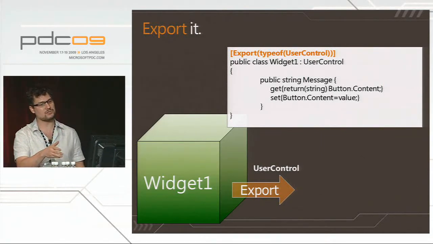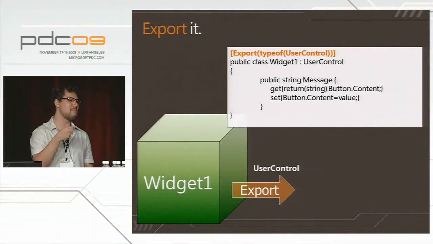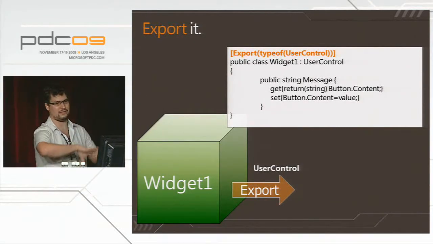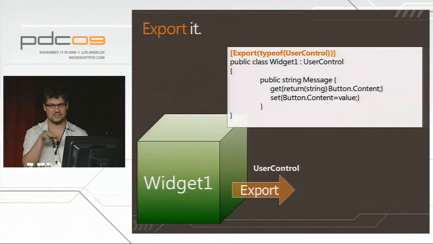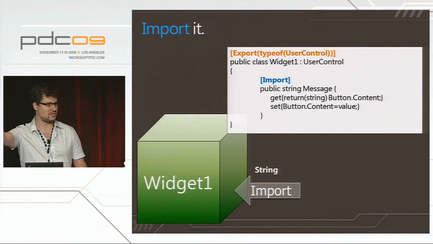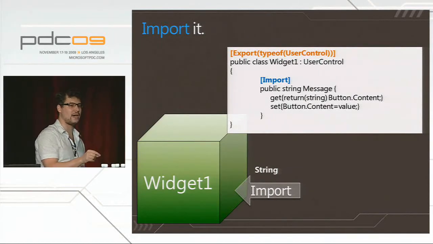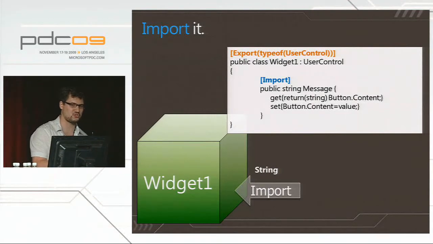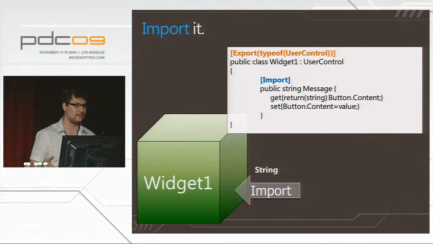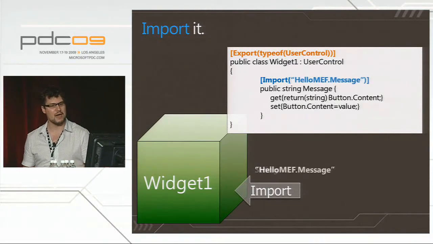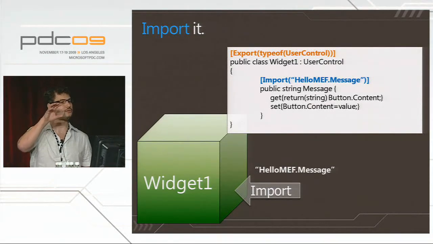Now this guy also has needs. He's got a message that he wants to pull in. So there's somebody else in the ether who is going to provide a message that this guy needs. So the way he declares that is he simply puts an import. Now if I just do this, by default we'll be looking for an import of string. But because string is such a common type, it's likely that there might be many strings that I want to be able to distinguish. So with MEF, what you can do is you can use contracts.